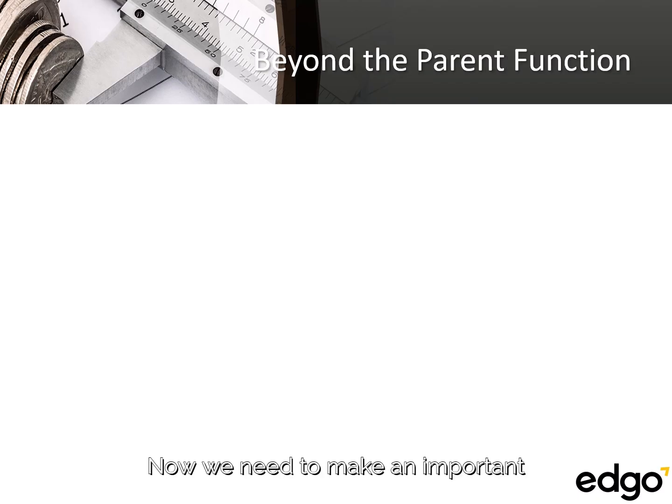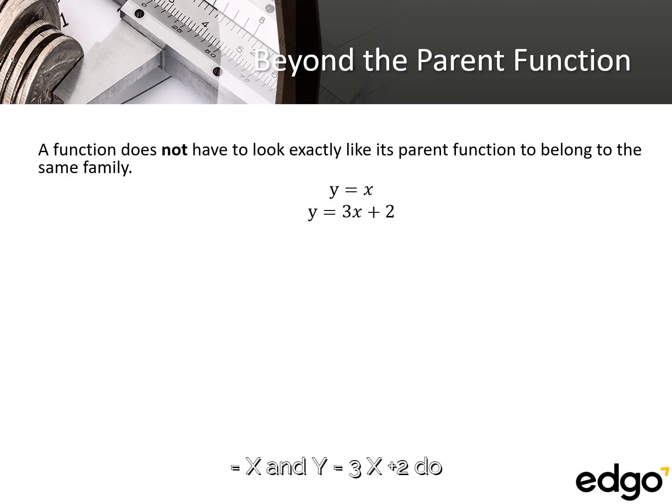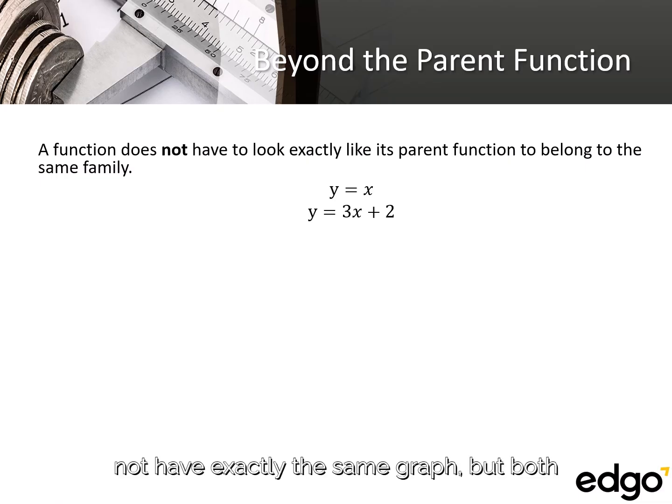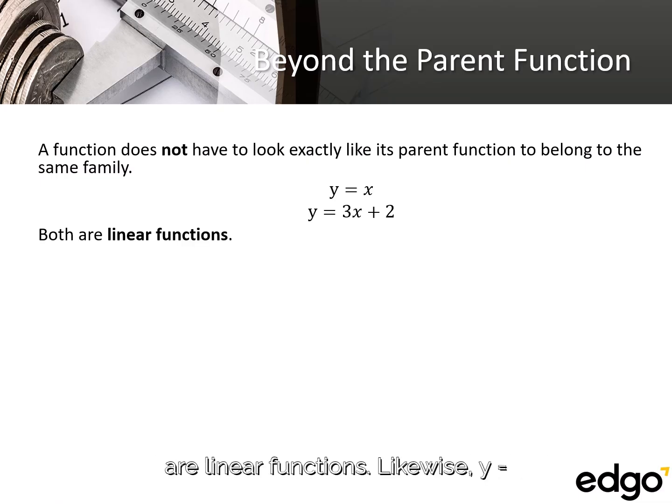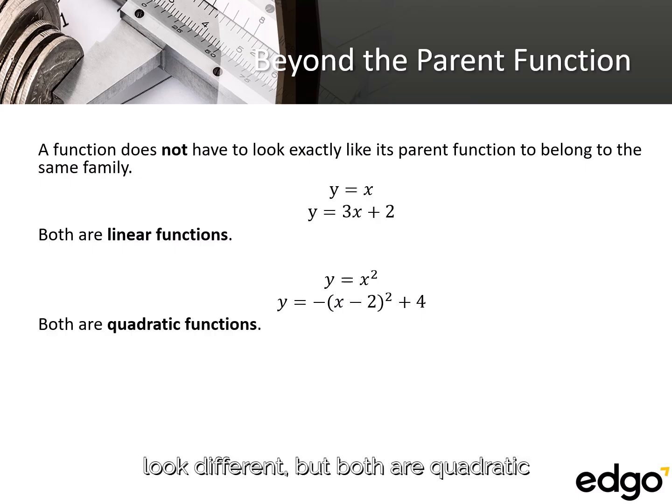Now we need to make an important distinction. A function does not have to look exactly like its parent function to belong to the same family. For example, y equals x and y equals 3x plus 2 do not have exactly the same graph, but both are linear functions. Likewise, y equals x squared and y equals negative (x minus 2) squared, plus 4, look different, but both are quadratic functions.